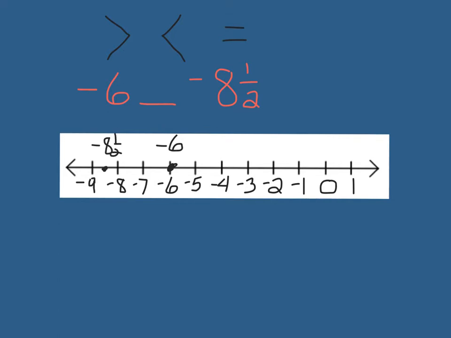Now we need to remember that the number farther to the right is the greater number. So remember, we increase and get greater when we go to the right, and we decrease when we go to the left. So the number to the right is the greater number. So the number to the right here is -6. That's the greater number because it's getting closer here to 0 and to the positive side. So -6 would be the greater number. So we would fill that in. -6 is greater than -8 and 1/2.